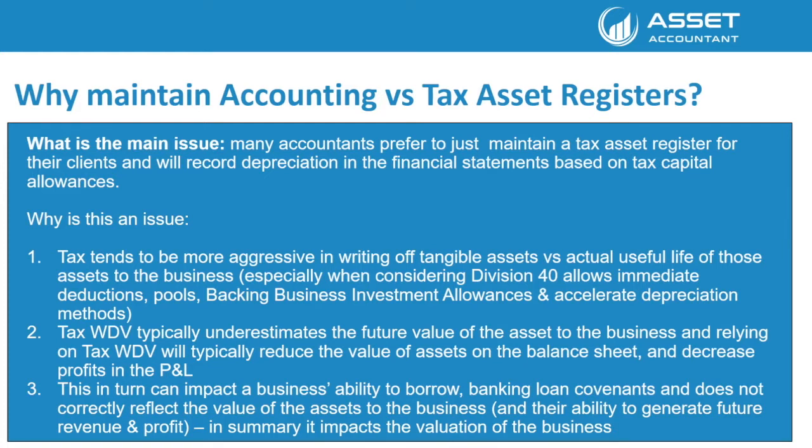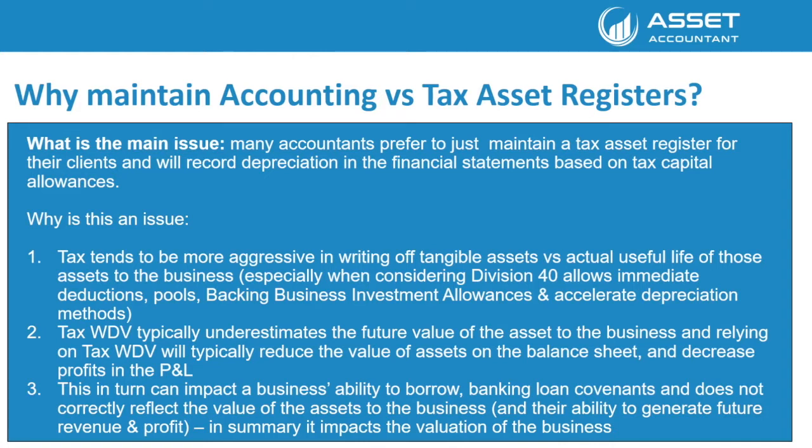Assets for tax purposes tend to have a written down value that is much more aggressively undervalued than for accounting purposes. Tax written down value typically underestimates the future value of the assets to the business, and relying on tax written down value will typically reduce the value of those assets on the balance sheet, decreasing the profits in the P&L and ultimately undervalues the business.